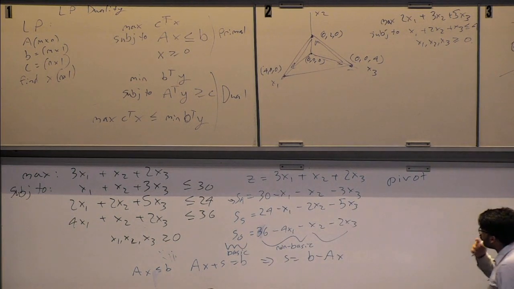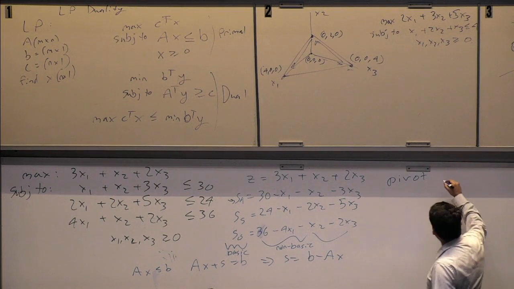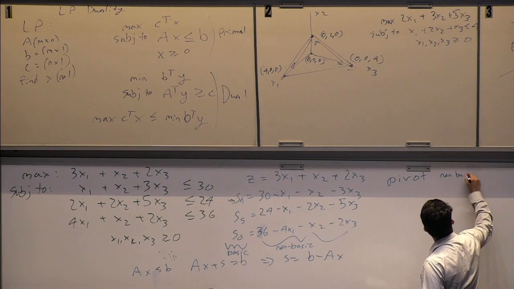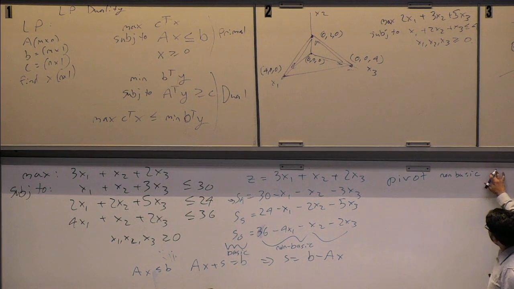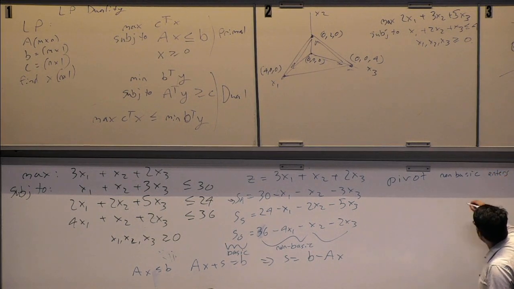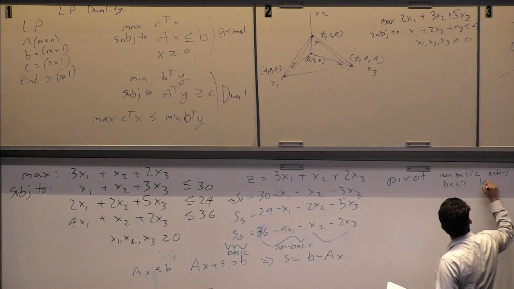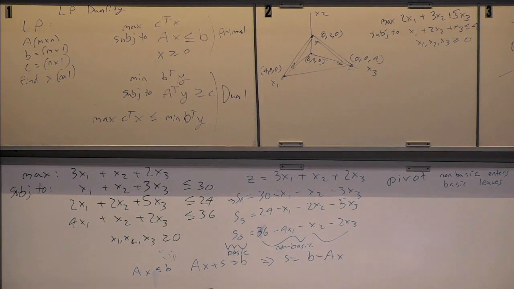Okay? So what you want to do is swap. Which way does it go? The non-basic variable enters, and a basic variable leaves, okay? And you're going to repeatedly swap basic and non-basic variables until you can't maximize z anymore. You want to choose a non-basic variable to enter that maximizes the objective function, and you're going to choose a basic variable to leave that maximizes the max you can set the entering non-basic variable.